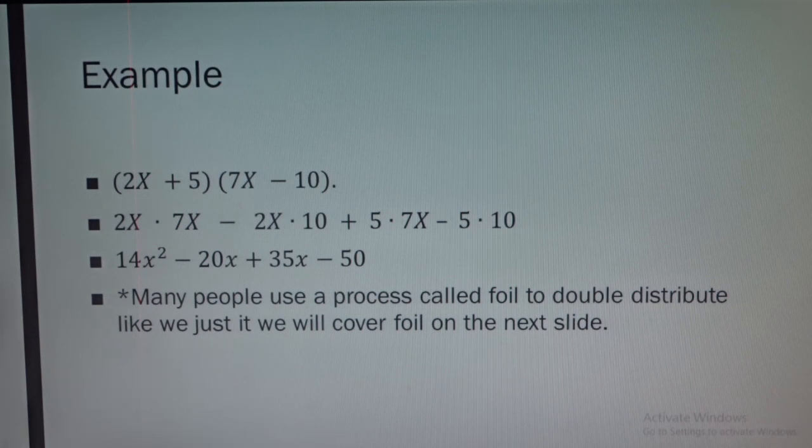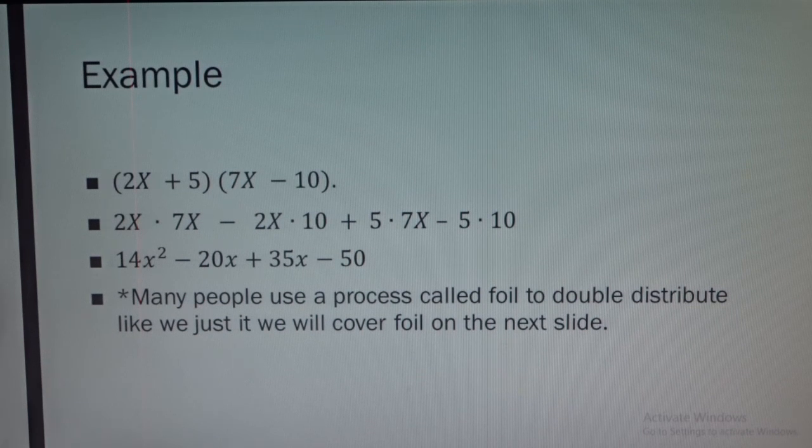When we multiply 2x and 7x, that gives us 14x squared. When we multiply 2x and negative 10, that's going to give us negative 20x. When we multiply 5 times 7x, that gives us 35x. And when we multiply 5 times negative 10, we get negative 50.